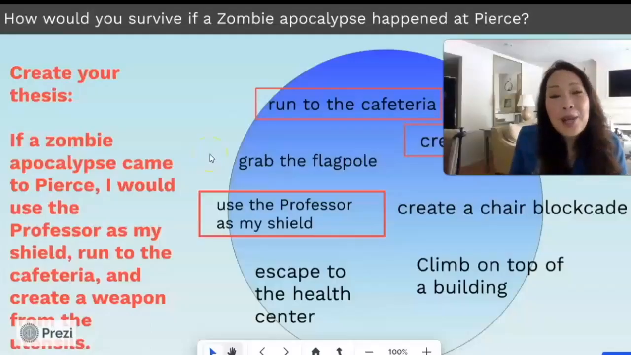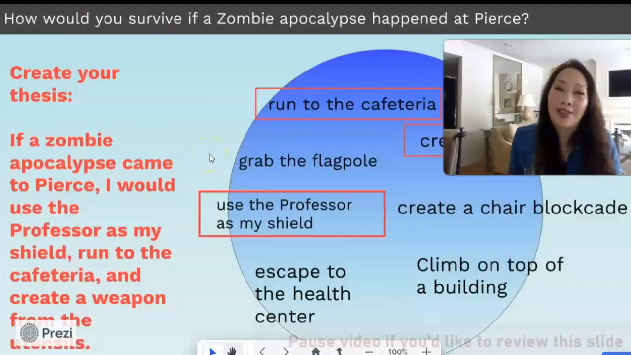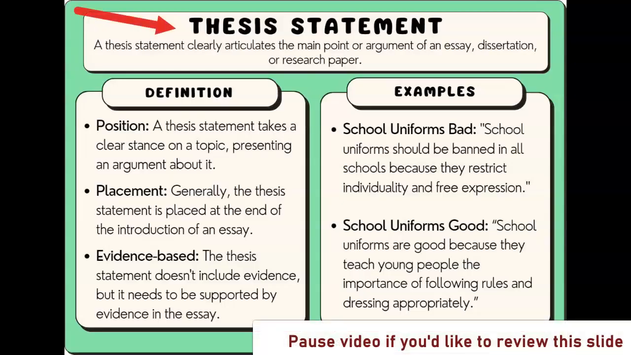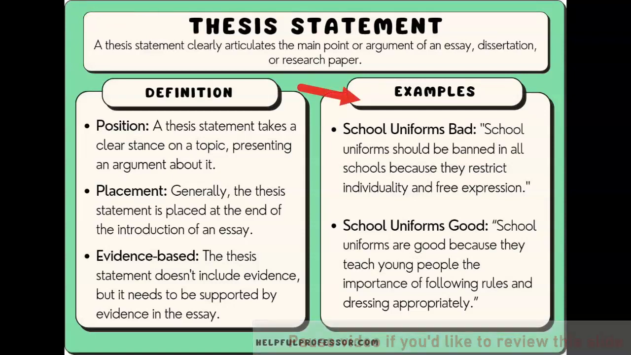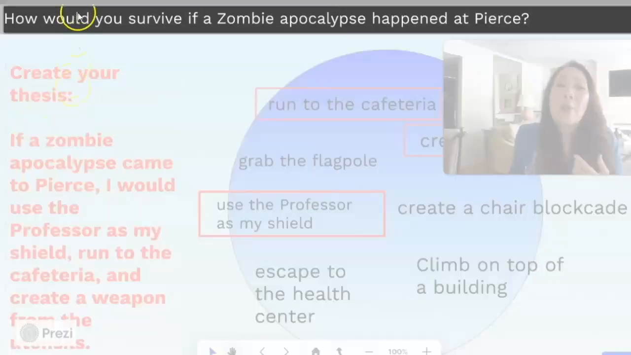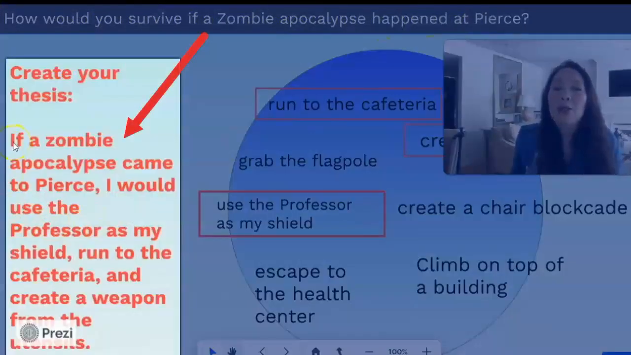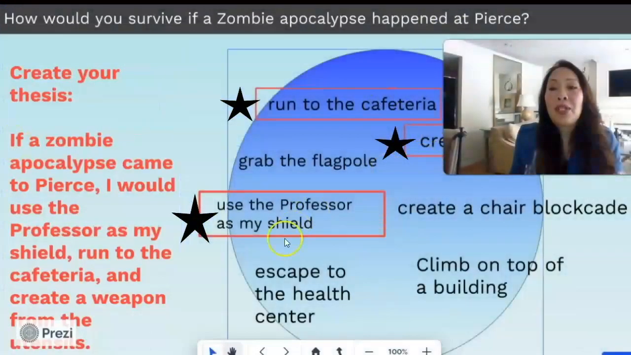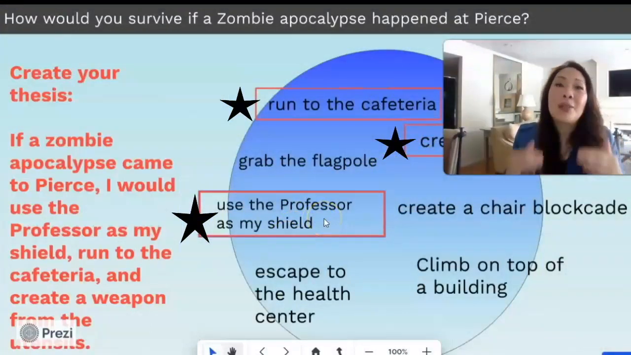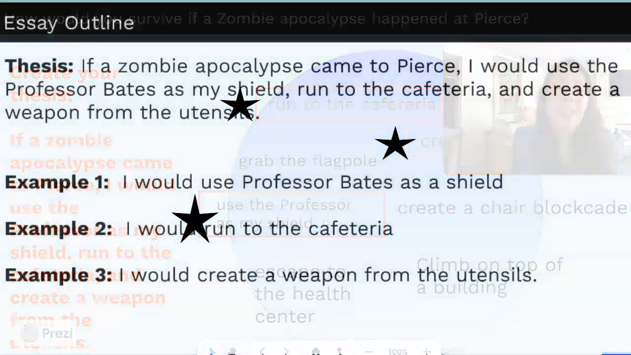In the next step, I can easily create my outline, which is a thesis, what I'm going to be showing in my paper or my argument, and my examples. Okay, so what I'm going to do for my thesis is I answer the question, how would I survive if a zombie apocalypse happened at Pierce? And so I just repeat it. If a zombie apocalypse came to Pierce, I would do the following. And then I'll pick my 3 examples. And already I have the outline or the basic bones of what I'll be talking about in the essay.